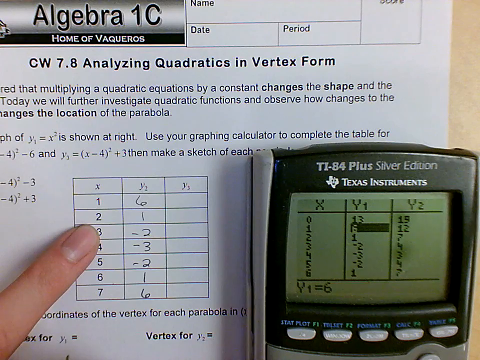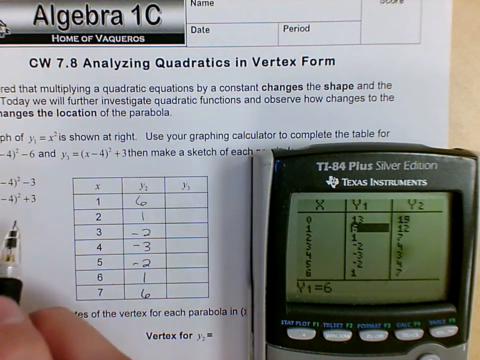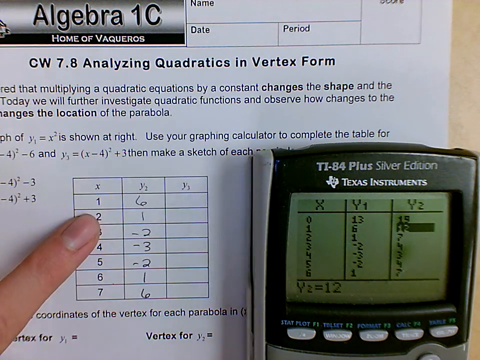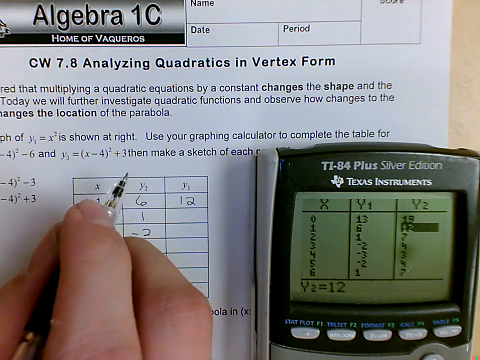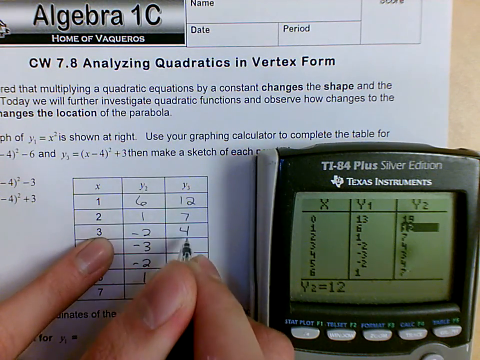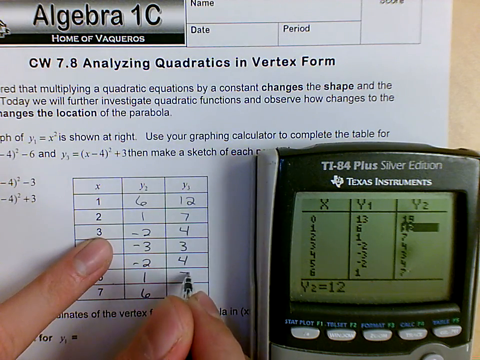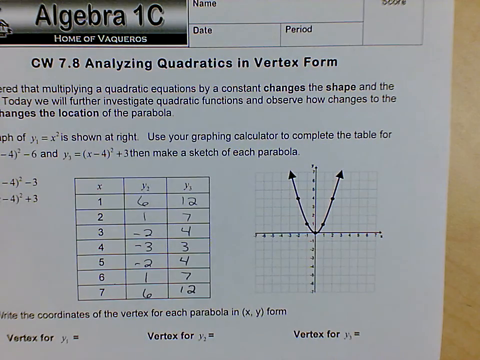And then for the third, or this y3 that we put in, we're going to look at this column of numbers. So instead of starting out with 6, we're going to start out with 12. And then 7. And then 4. And 3, 4, 7, and 12. All right. Go ahead and plot these.